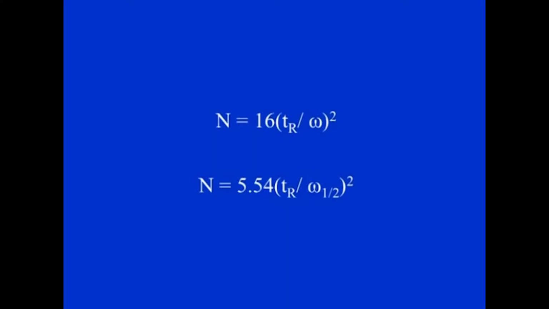Both these things could also be measured in units of time rather than length. Here we were measuring in terms of length, but you can measure in terms of time. Then the equation will be: number of theoretical plates equals 16 Tr square upon omega square, and it can also be measured in terms of peak width at half the height, represented by this particular equation. So there are various methods to measure the number of theoretical plates in a particular column.